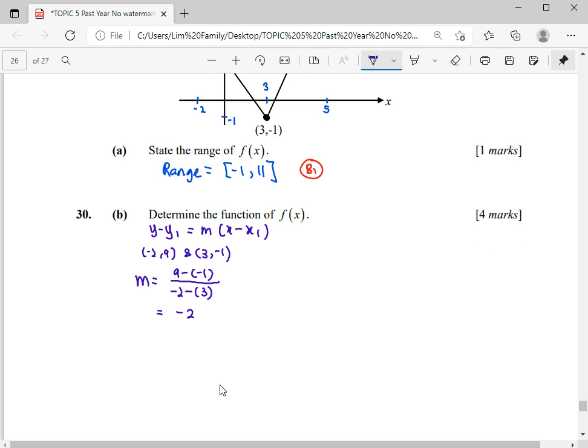So we managed to find this line's gradient, which is -2. Then we substitute into our line equation formula. We pick one point, either one. I pick this one. y minus negative becomes positive. Gradient, then x minus 3. So we expand it, and I move the 1 to the right hand side, becoming negative. So this is my line equation for the first part.